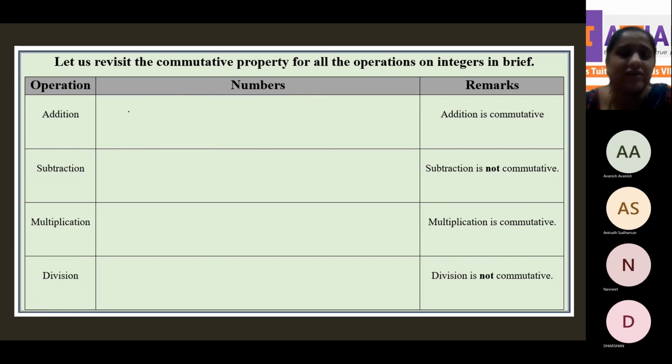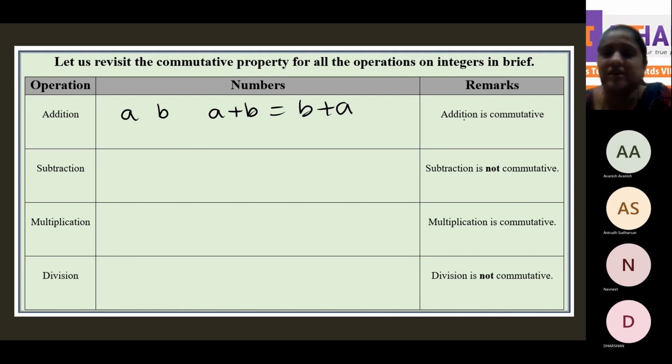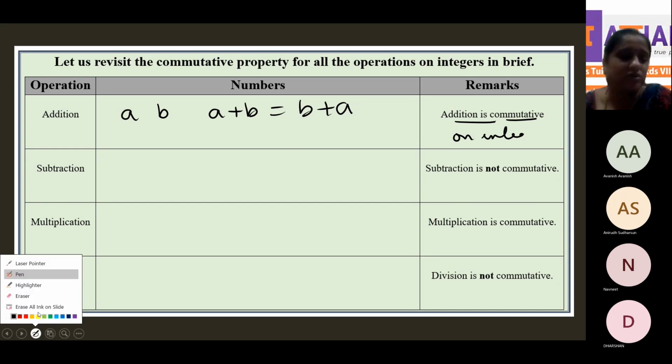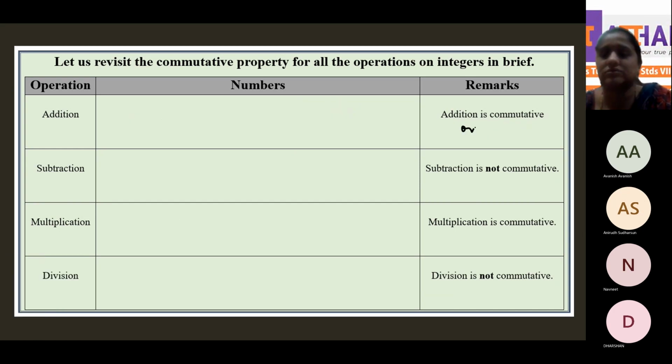So in general, when you take two integers A and B, A plus B is the same as B plus A. Therefore, we say that addition is commutative on integers. Subtraction. Now, is subtraction commutative or not?